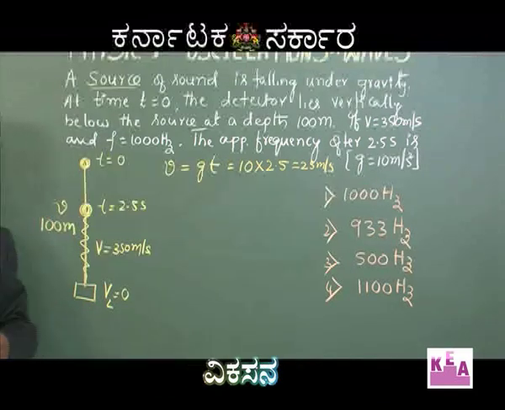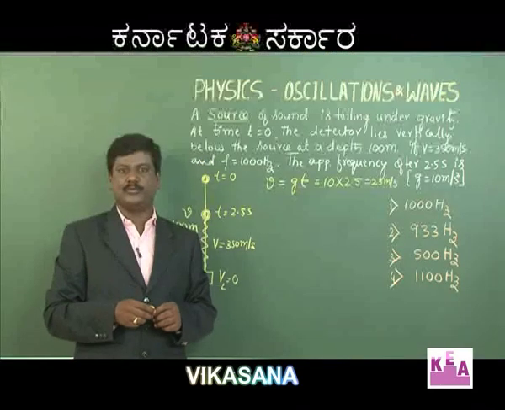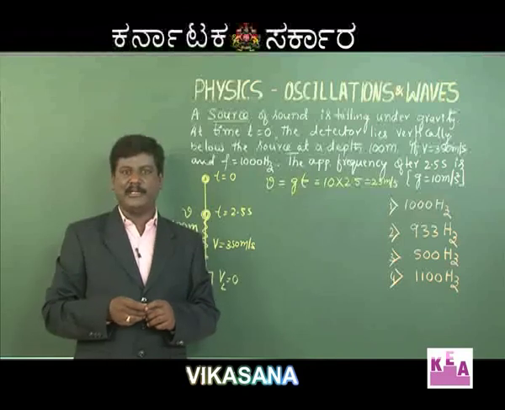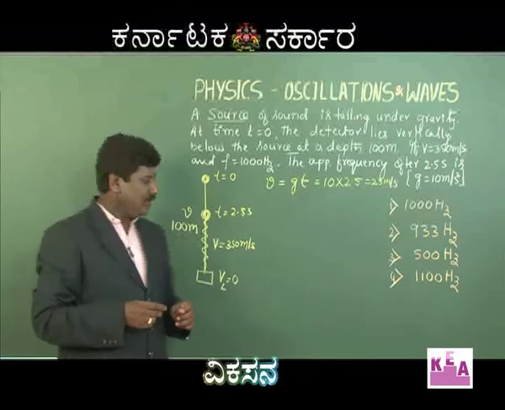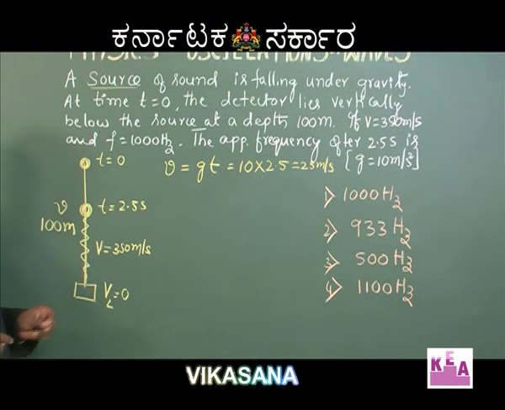So, how to calculate apparent frequency? We know the general expression for apparent frequency, f dash is equal to f into v minus vl divided by v minus vs. Here vl is 0 and velocity of the source is positive.